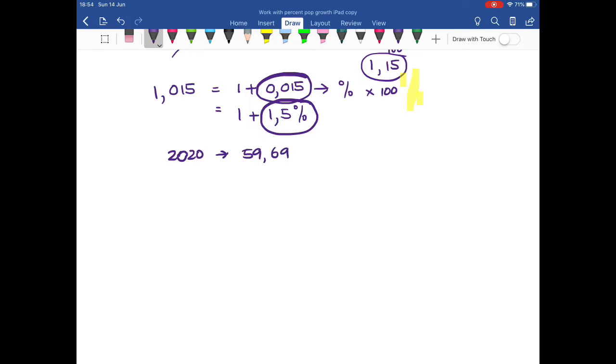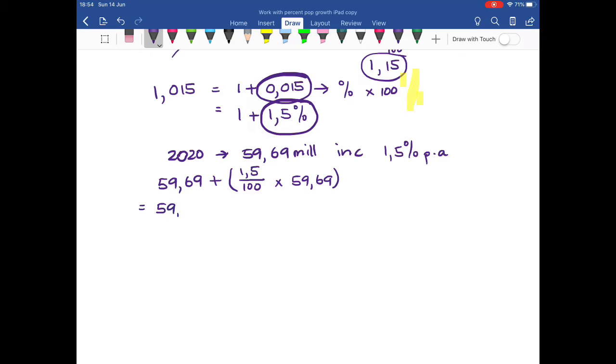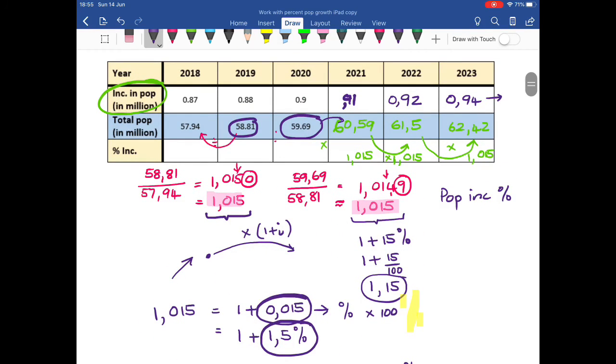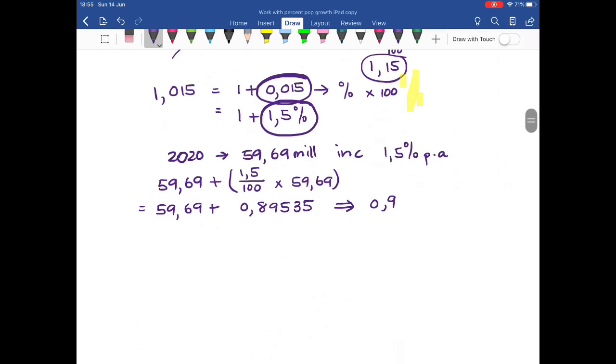So in 2020, the population was 59,69 million. It is increasing at a rate of 1,5% per annum. So to do a percentage increase, we are going to take our 59,69 million. We are going to increase it by 1,5% of 59,69 million. If I do that on my calculator, I will get the following. So that would be 0,89535, and if I rounded that up, that value would have been 0,9. And if you have a look at your table, that is exactly what I had, 0,9.